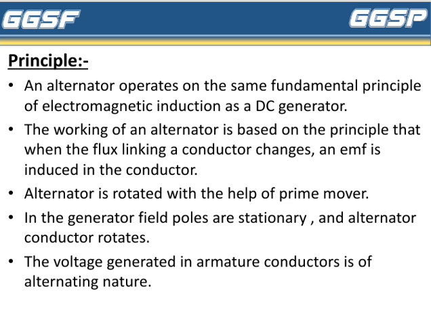Now, principle of an alternator. An alternator operates on the same fundamental principle of electromagnetic induction as a DC generator. The working of an alternator is based on the principle that when the flux linking a conductor changes, an EMF is induced in the conductor. The alternator is rotated with the help of a prime mover. In the generator, field poles are stationary and the armature conductors rotate. The voltage generated in the armature conductor is of alternating nature.